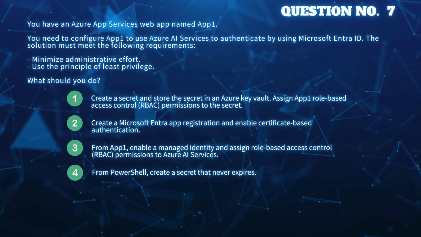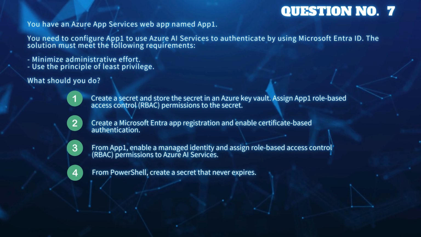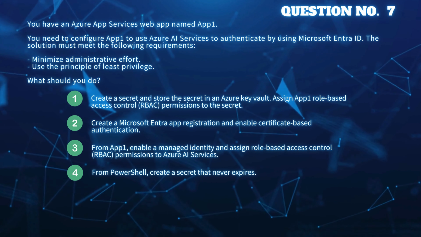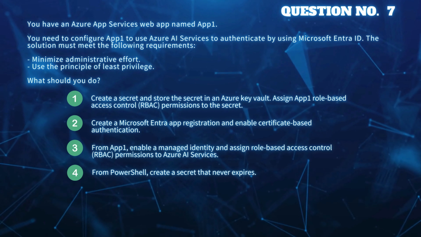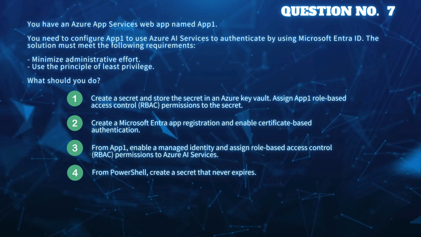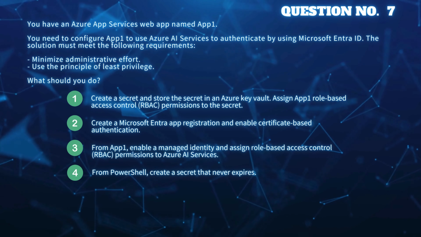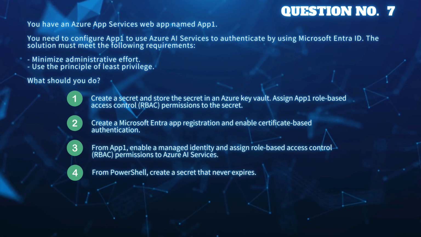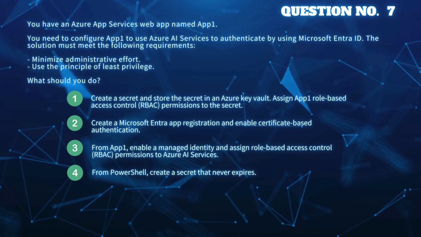Question 7. You have an Azure App Services web app named App1. You need to configure App1 to use Azure AI services to authenticate by using Microsoft Entra ID. The solution must meet the following requirements. Minimize administrative effort. Use the principle of least privilege. What should you do? Option 1.